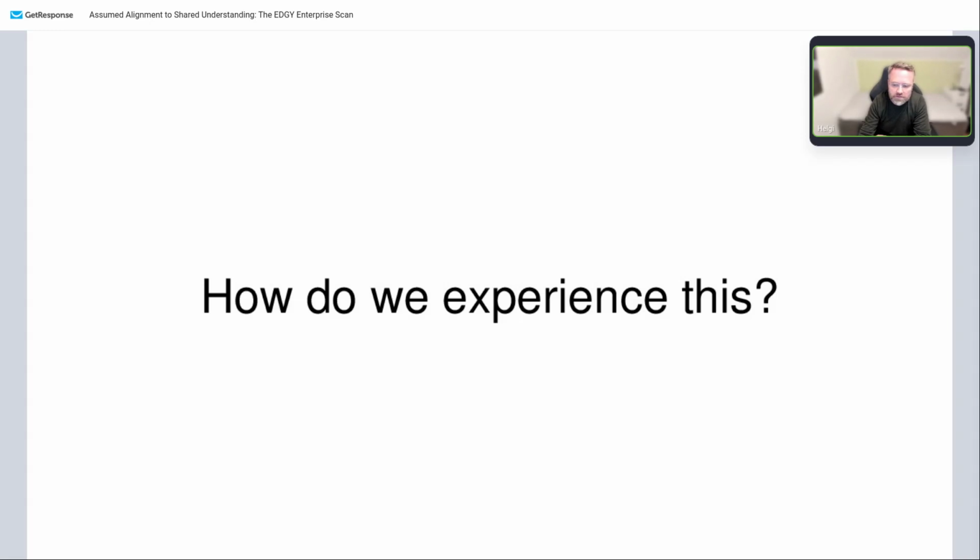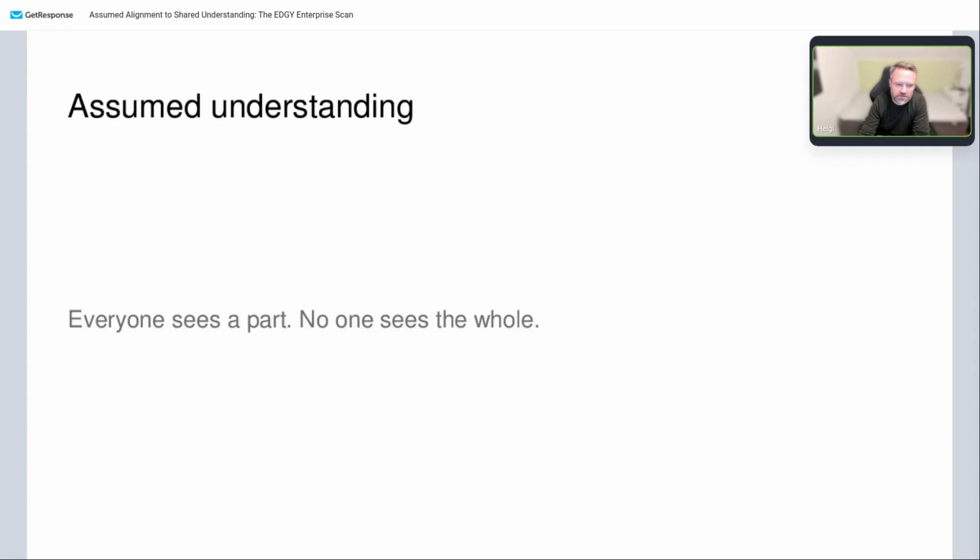So how do we actually experience this? What is it that happens within enterprises when we see this? First, it's assumed understanding. There's a tendency that we work within our silos. Architects talk to architects, designers talk to designers, leaders talk to leaders. Everybody has their own idea of what the problem is, what the solution is, what we need to do, et cetera. They don't really talk to each other, and we generally don't talk to the end user at all. So very often we are going based on our assumed understanding.